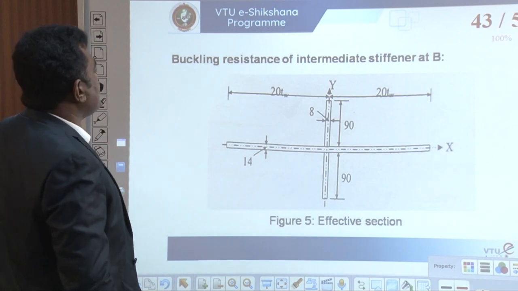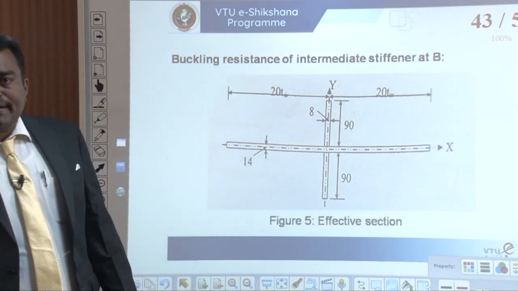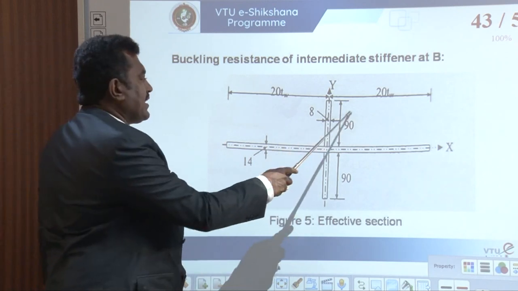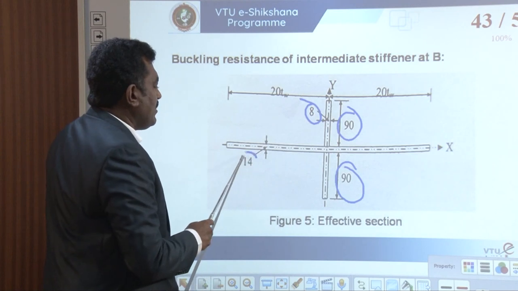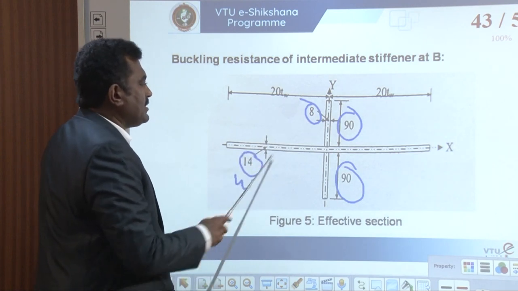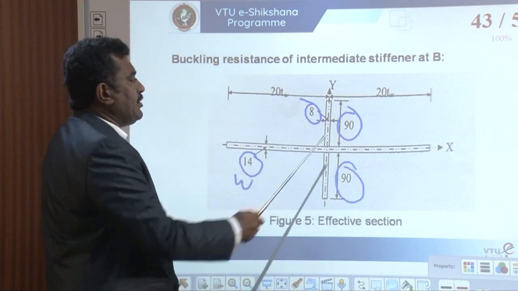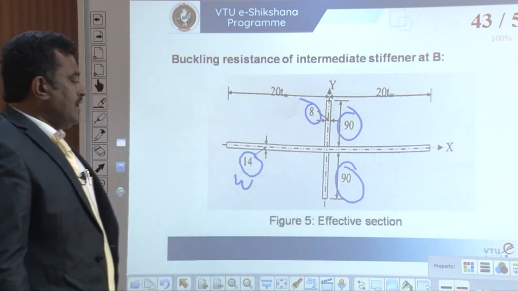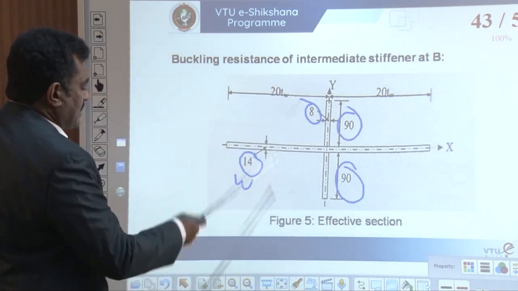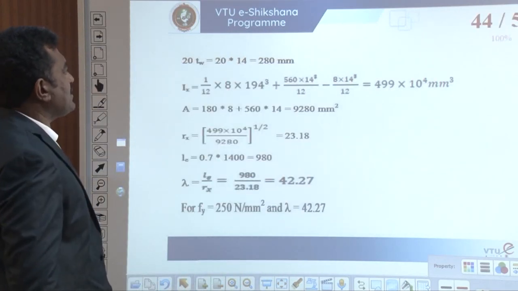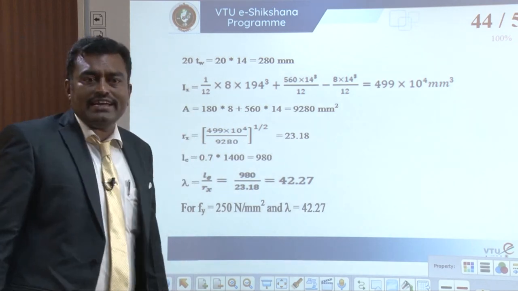Then this is the buckling resistance of the intermediate stiffener at B. We are using 90, you see this 90, and 8 mm thick here. The web is 14. This is the web, this is 8 mm, this is 90. This is 20 TW, and the effective section is shown in figure 5. Then 20 TW is equal to how much? That is 20 into 14, 280 mm.